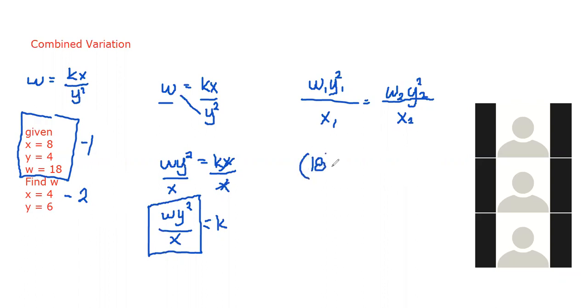Then, multiply natin. Kay Y, anong Y natin na sub 1? 4. 4 squared, syempre, kasi may square naman tayong nakita. Over, ang X sub 1 natin is 8. Then, equals natin kay W sub 2. Wala tayong value ng W sub 2, diba? Pero may value tayo ng Y, which is 6. So, 6 squared, then over, dito naman ay x sub 2, so 4.